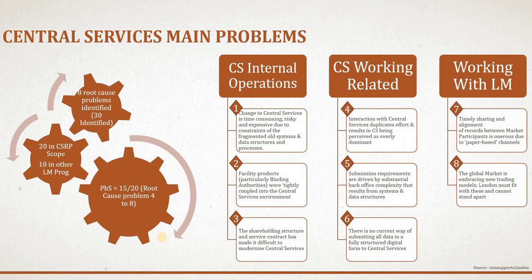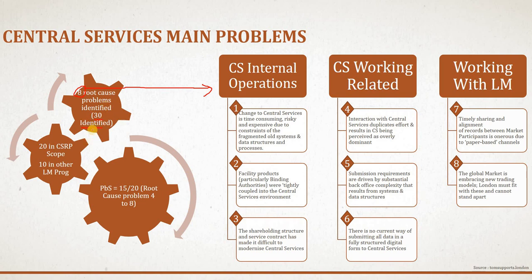So what are the factors which influence the CSRP, and what are the main root cause problems which CSRP is trying to address? Before starting the CSRP program, practitioners observed that there are 30 problems very specific to London. These problems are referred to as Londonisms because they are closely related to the way London operates. These 30 problems make up a total of 8 root causes, which are divided into three broader segments: central services internal operation, central services working, and central services related to the wider London market.